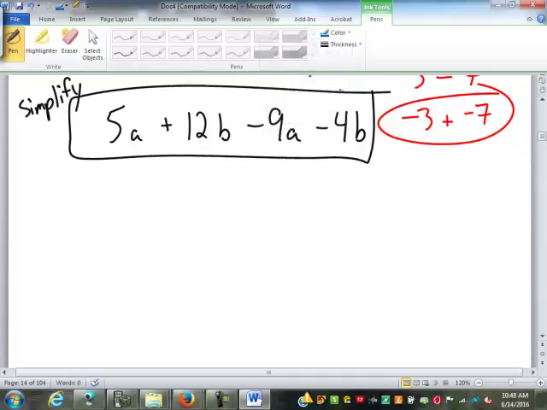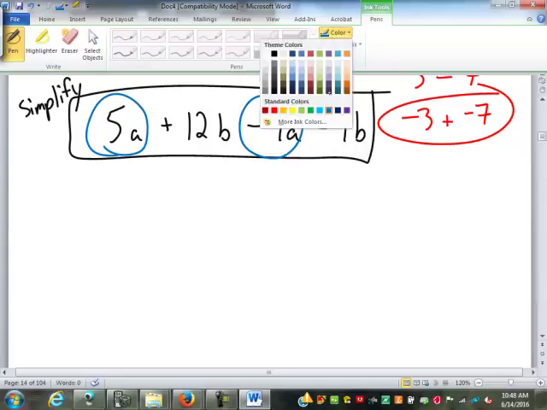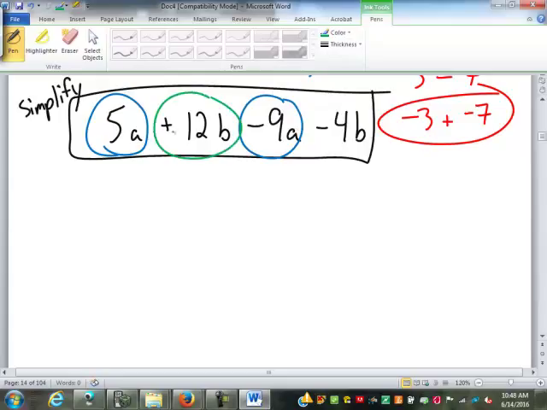So I'm going to do this first. I'm going to identify the ones that go together. This is positive 5a, and again, that can either be minus 9a or negative 9a, however you want to look at it. Those two go together. And we have, this is plus, so it is a positive 12b. And again, you can either think of that as minus 4b or a negative 4b.